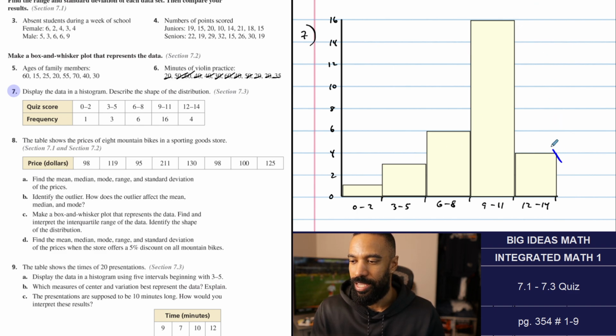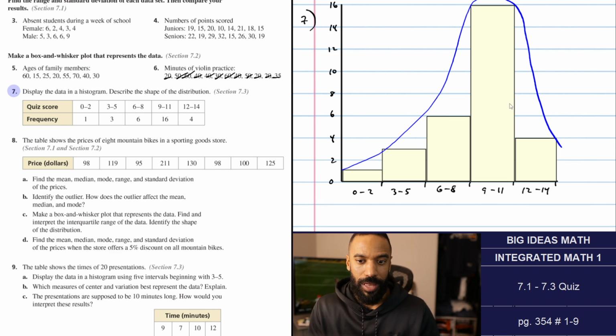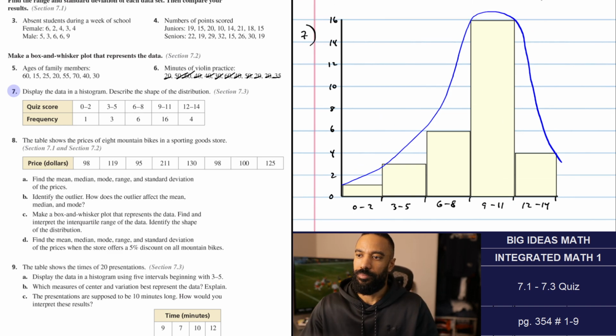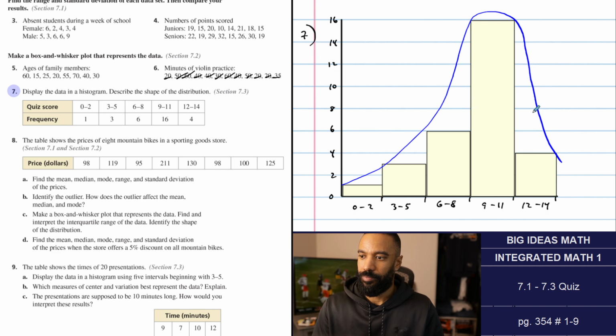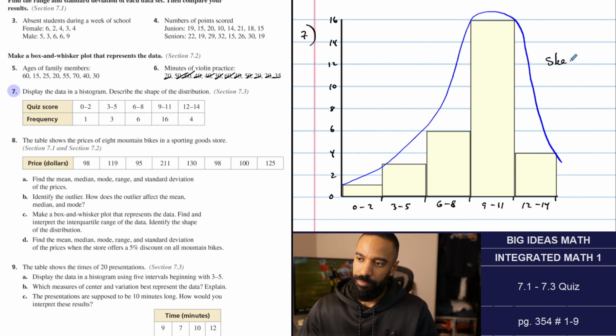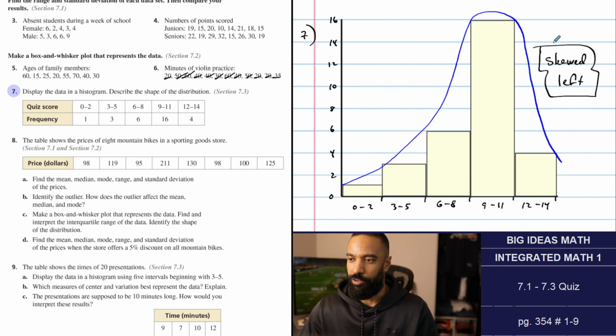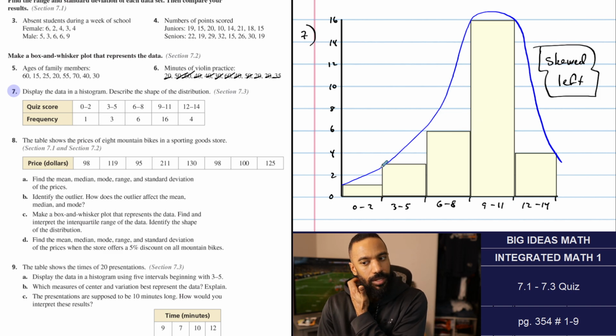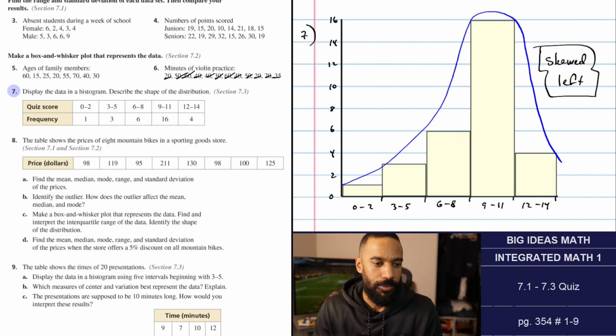Looks like this thing has more data bunched on the right side, and then it tails off on this left side here. That is known as left skewed. Skewed left. So I'm going to write that. This is skewed left. More of the data is on the right side, which is good for the students on quiz scores. Only one person got between a 0 and 2. And that's it on number 7.